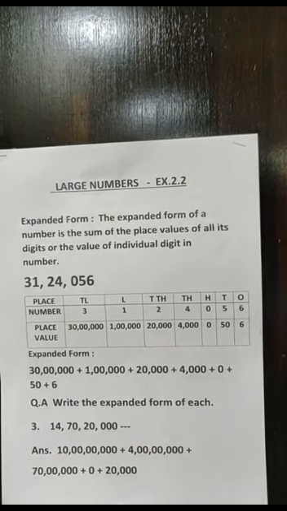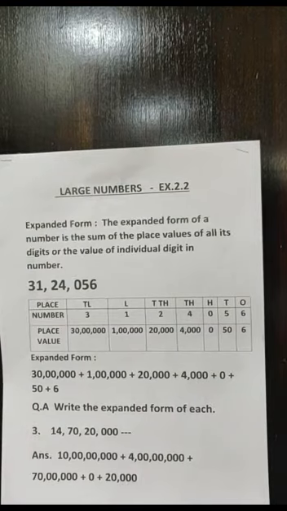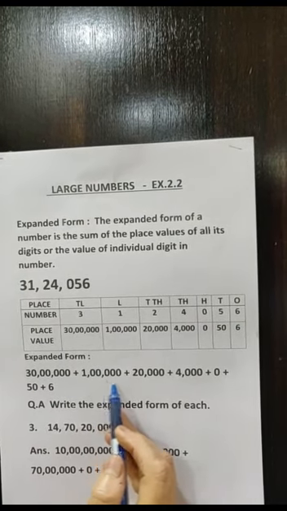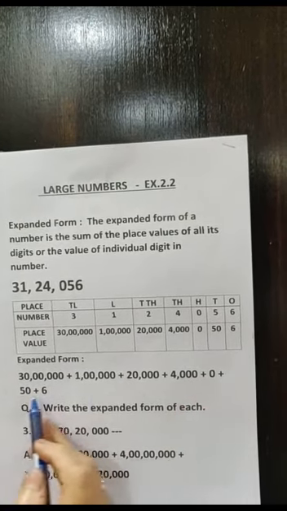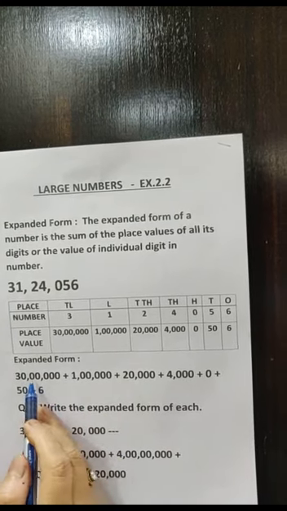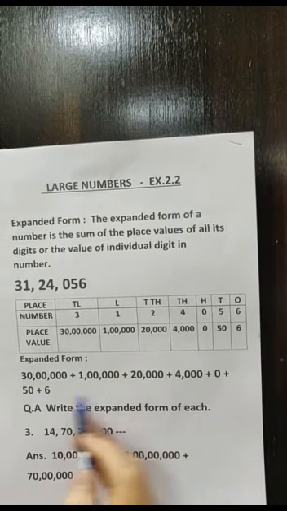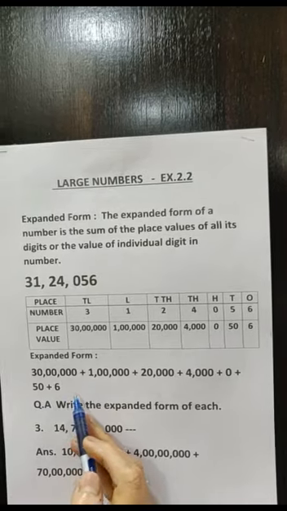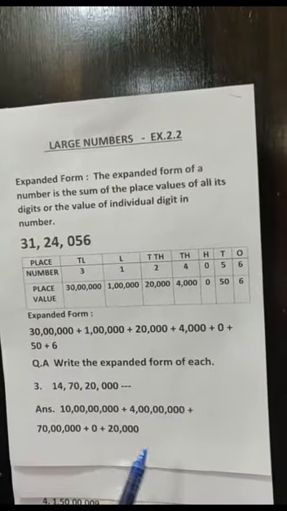So what we have seen, the expanded form of a number is the sum of the place values of all the digits in a given number. Based on this, let us start question A.